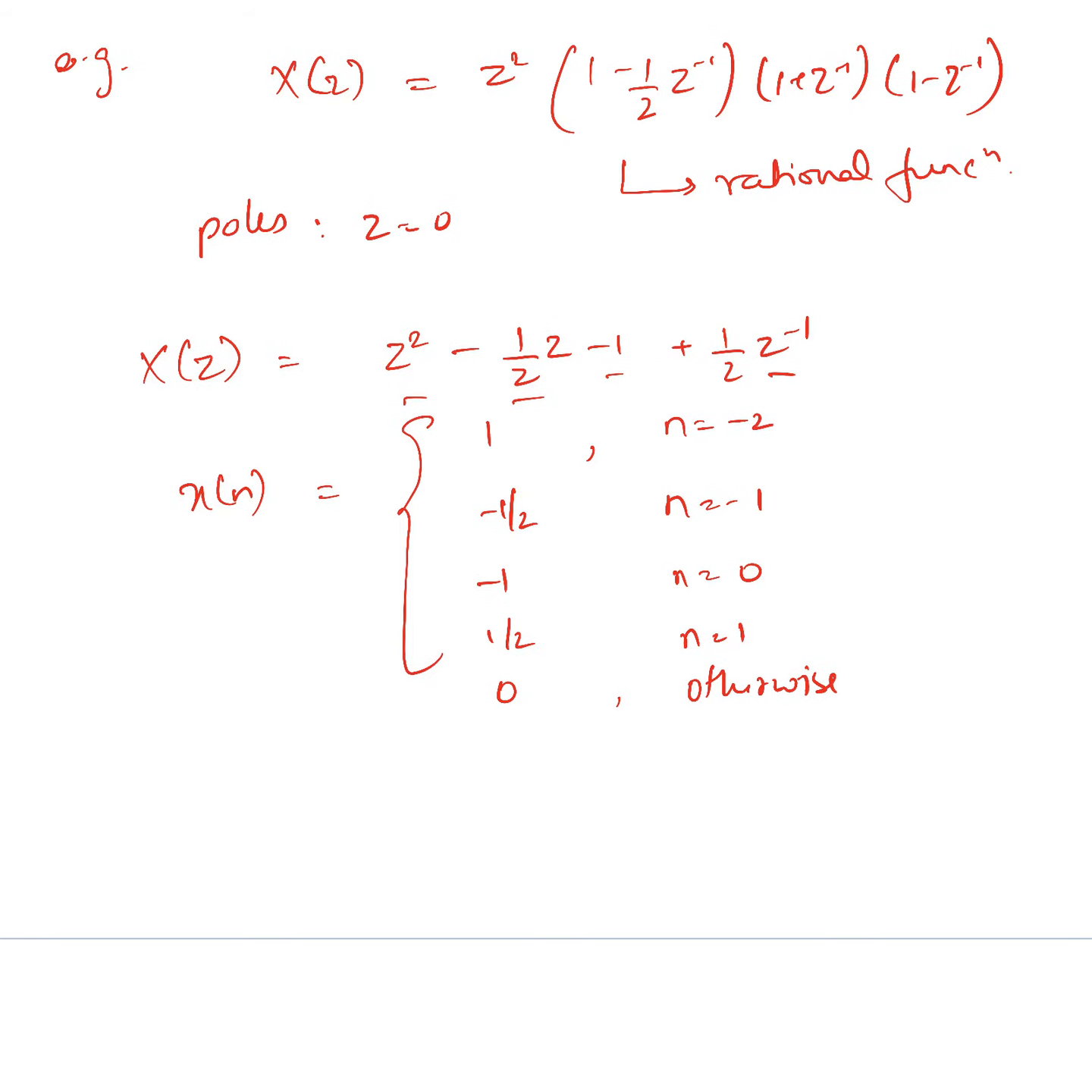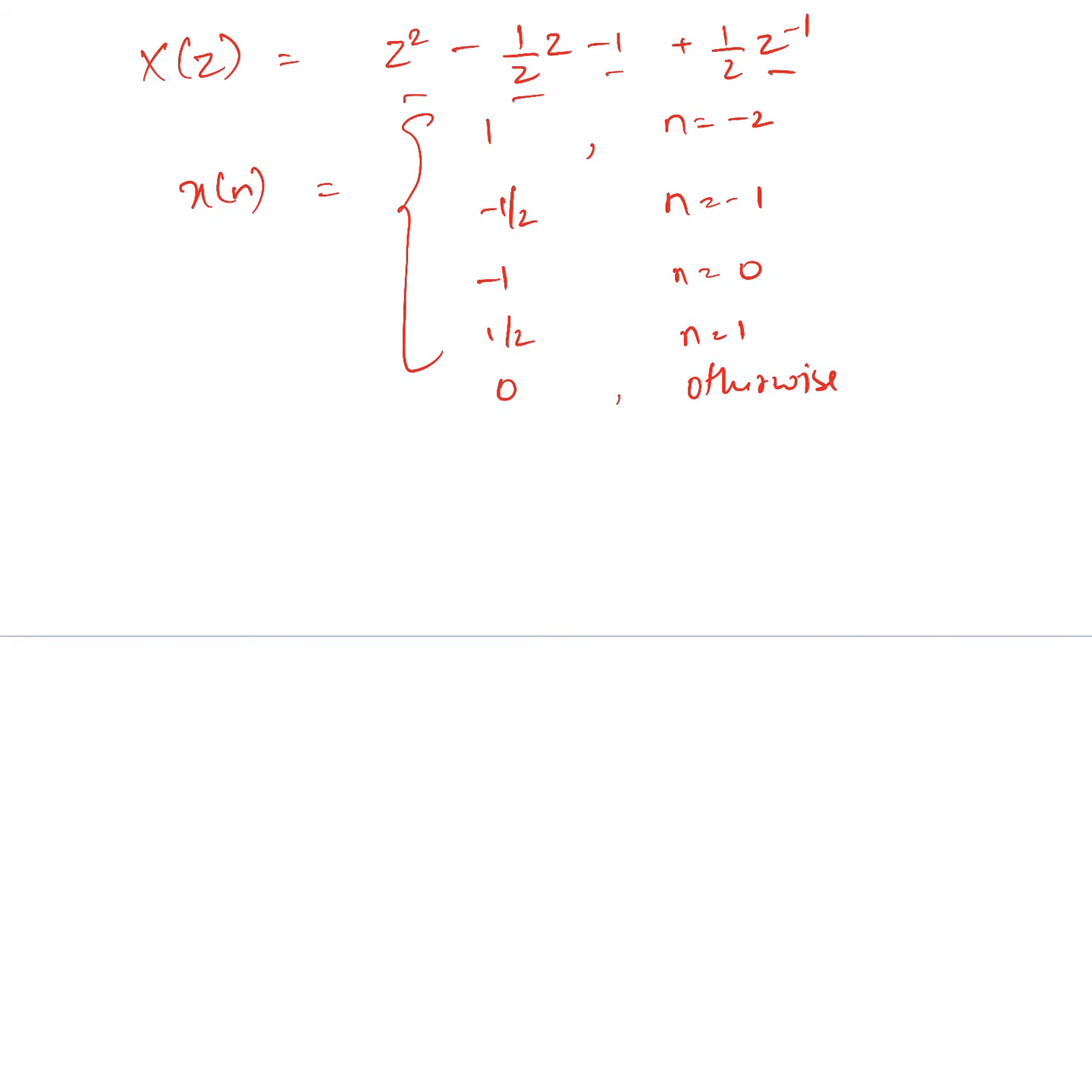Right? So this expression can be equivalently written, by using the unit impulse functions, as x of n equals del n plus 2 minus 1 by 2 del n plus 1 minus del of n plus 1 by 2 del n minus 1. Okay, so this would be the sequence.